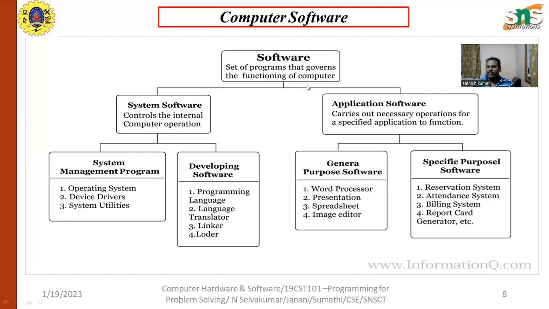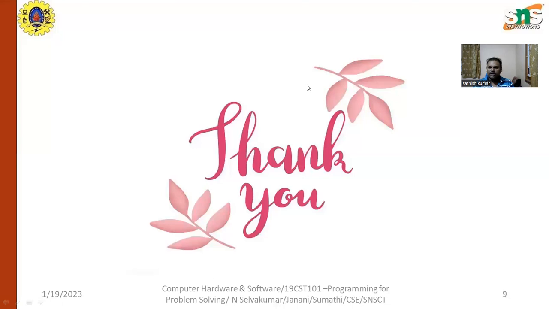In the same way, application software comprises general purpose software and special purpose software. General purpose software can be classified into word processor, presentations, spreadsheet, and image editors. Special purpose software includes reservation systems, attendance systems, billing systems, report card generators, etc. These come under software. That's all about computer hardware and software.